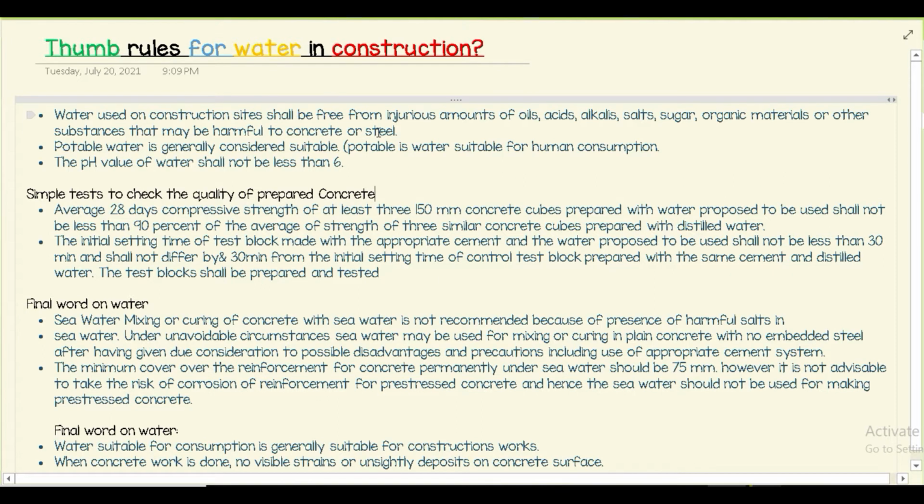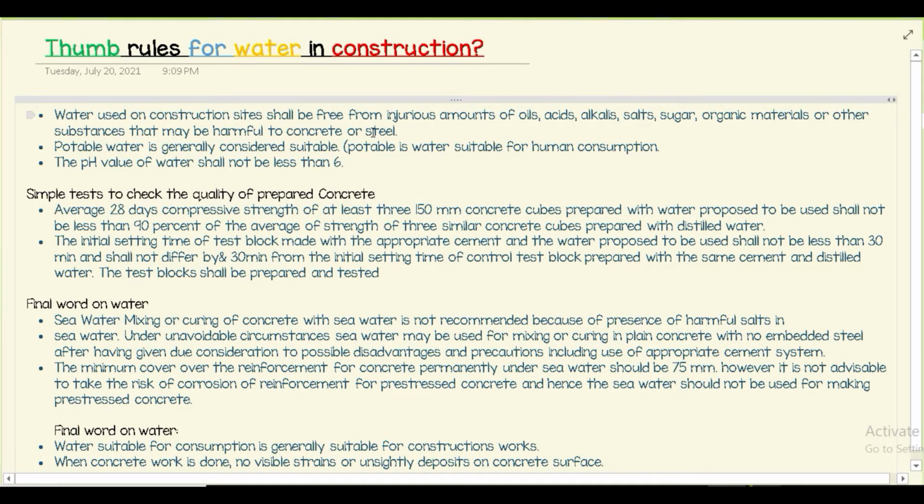So the first point says that any sorts of additives, injurious materials, organic matters or chemicals, whether oils, alkalis, salts, sugar, or any other material, the water should be free from it. All right, because anything the water has is directly going to affect the concrete and the steel and the strength of the structure. So the water should be free from all sorts of materials. It should be clean, and the color of it should be natural.